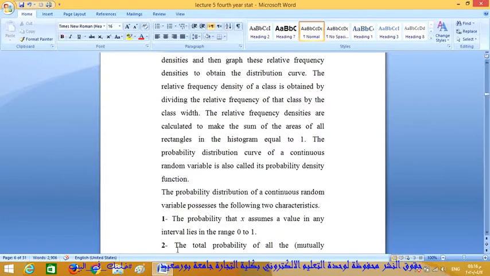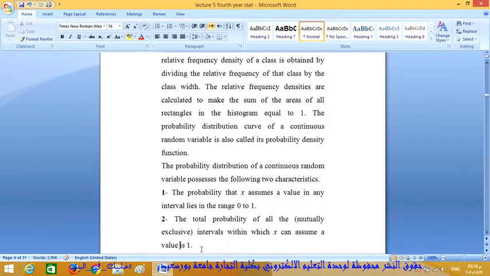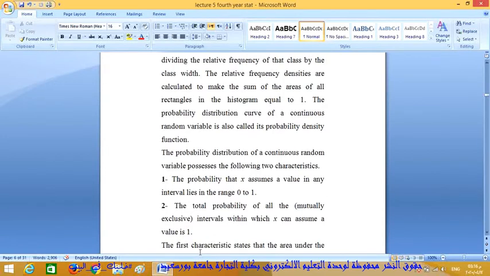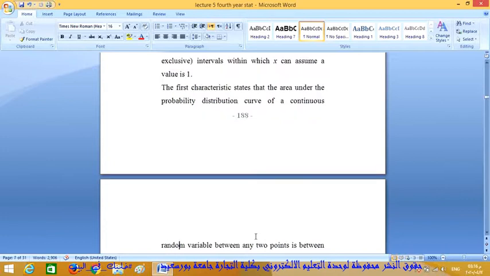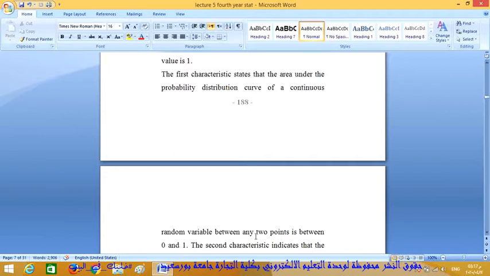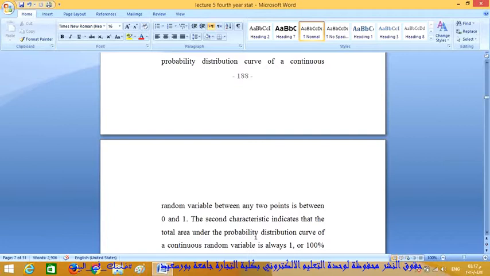Number two, the total probability of all the mutually exclusive intervals within which x can assume a value equals one. Okay, so the summation of all probabilities under the curve of the probability distribution equals one. These two characteristics look like the two conditions of the discrete probability distribution as we explained before. The first characteristic states that the area under the probability distribution curve of a continuous random variable between any two points or any interval is between 0 and 1. The second characteristic indicates that the total area under the probability distribution curve of a continuous random variable is always 1 or 100%. Okay?